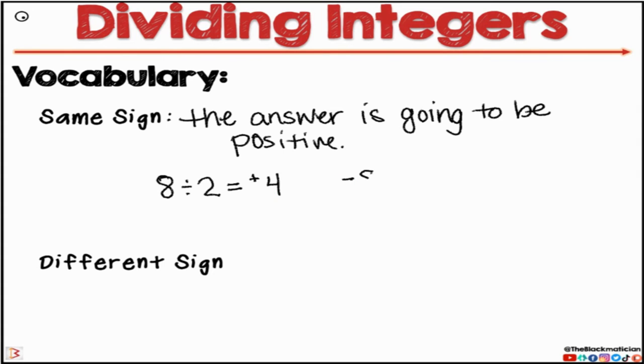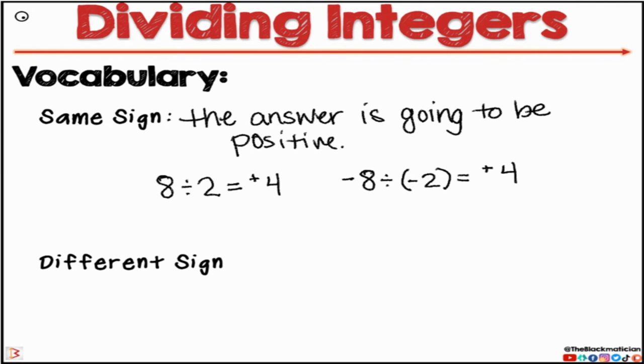If I do negative 8 divided by negative 2, I still have two negatives, so those are both the same sign, so my answer is still going to be positive. And then once we just do 8 divided by 2, we're going to get 4 again. So when you are dividing two integers of the same sign, your answer is always going to be positive.